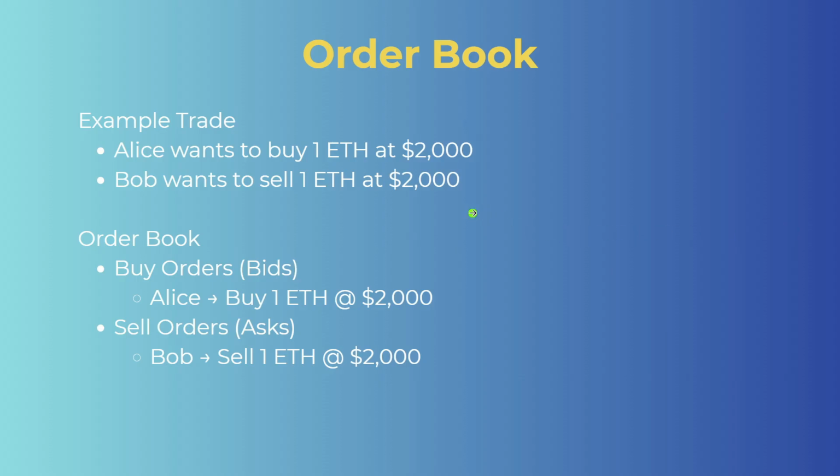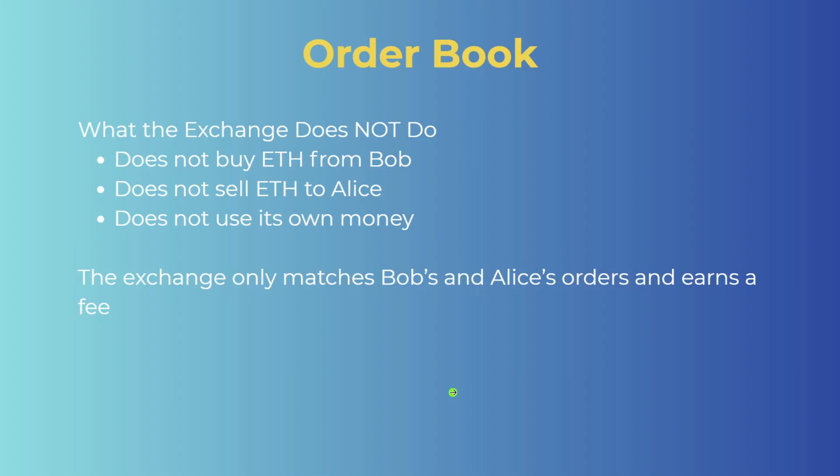Here there is an example of a trade. Alice wants to buy one ETH at 2000, Bob wants to sell one ETH at 2000. In the order book, there is a buy order, a bid, so Alice wants to buy one ETH at 2000, and a sell order, an ask, so Bob wants to sell an ETH at 2000. The exchange does not buy it from Bob, the exchange does not sell it to Alice, the exchange does not use its own money. What it does is only match Bob's and Alice's orders and earn a fee. So simple as that.